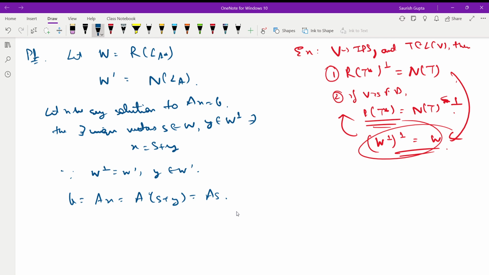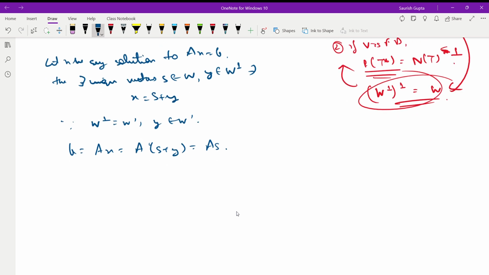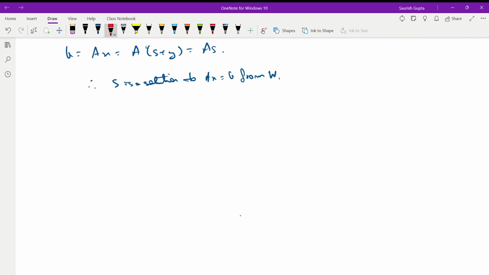Why will Ay come out to be 0? Because it will come out from the null space of the linear operator induced by A. Right. So we have B equals As. So indeed S is a solution to Ax equals B from W, because S is assumed to be an element from W as well. Therefore S is a solution to Ax equals B from W. Clear?